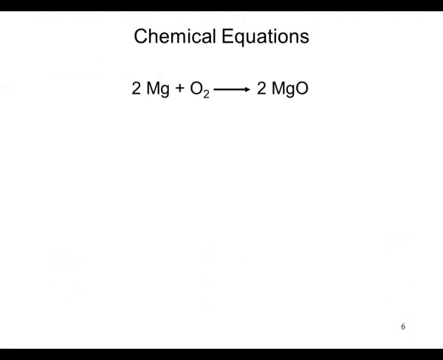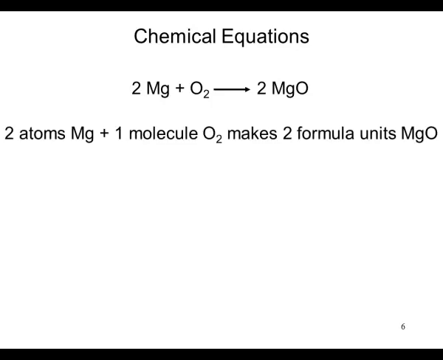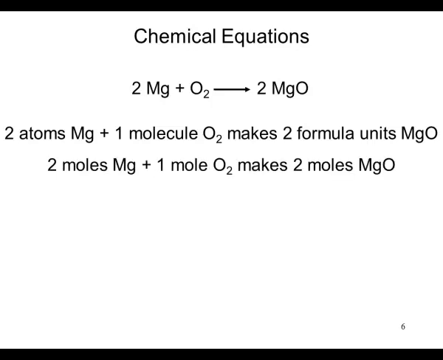Here we see 2 magnesium reacting with 1 oxygen to yield 2 magnesium oxide. 2 atoms of magnesium plus 1 molecule of oxygen makes 2 formula units of magnesium oxide. We say formula units because it's an ionic compound. 2 moles of magnesium yields 1 mole of oxygen, making 2 moles of magnesium oxide.